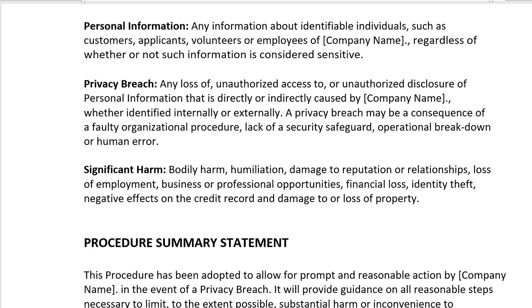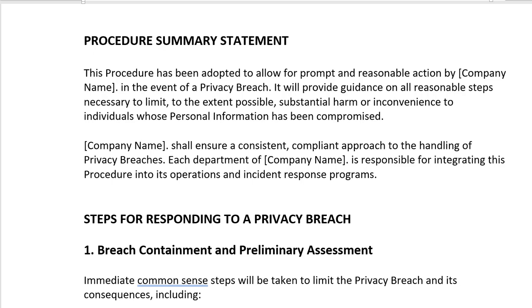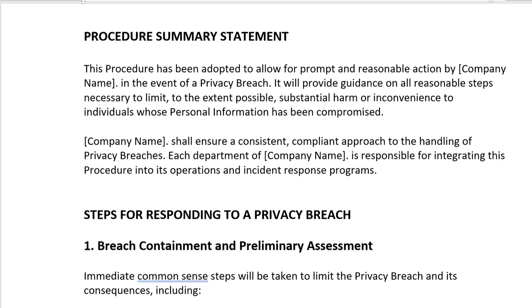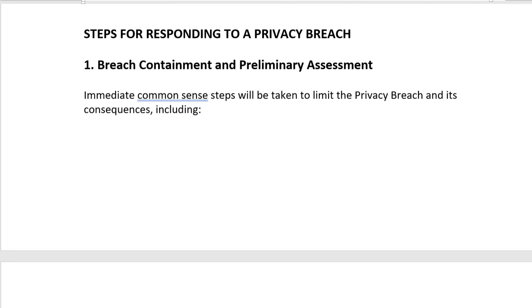So you're adopting this policy to ensure that there's a consistent approach. And so you need to have a methodology established in advance to deal with what will happen in the event of a breach. So the first thing you need to do is to contain the breach, right? And make a preliminary assessment.